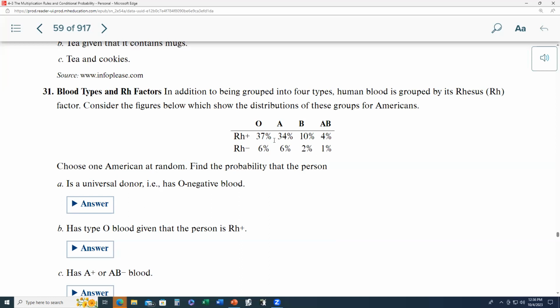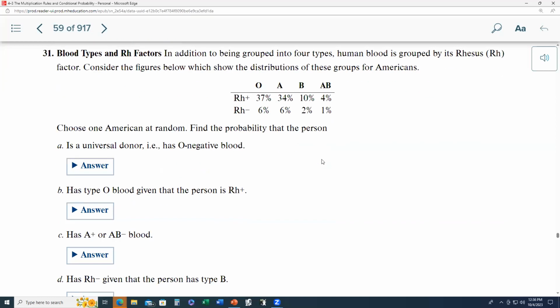All right. Now notice these are in percent, so you can think of it as being like 100 people were randomly surveyed, and 37 of the 100 had type O with Rh positive blood. 34 had type A with Rh positive blood. Only 1 person had AB blood with Rh negative. So you can think of these as being numbers and just drop the percent, and we'll consider this to be a sample of size 100 or something like that.